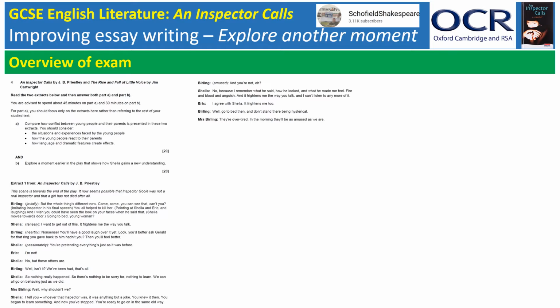In the OCR GCSE English Literature exam, you will have 2 writing tasks to complete in relation to An Inspector Calls. For part A, you will need to compare an extract from An Inspector Calls with an extract from an unseen text. For part B, you will then write an essay just on An Inspector Calls, which picks up from the theme introduced in part A, but which requires you to focus on another moment. This video will help you write better essays for part B, although note that I have removed "another" from my sample question for obvious reasons.